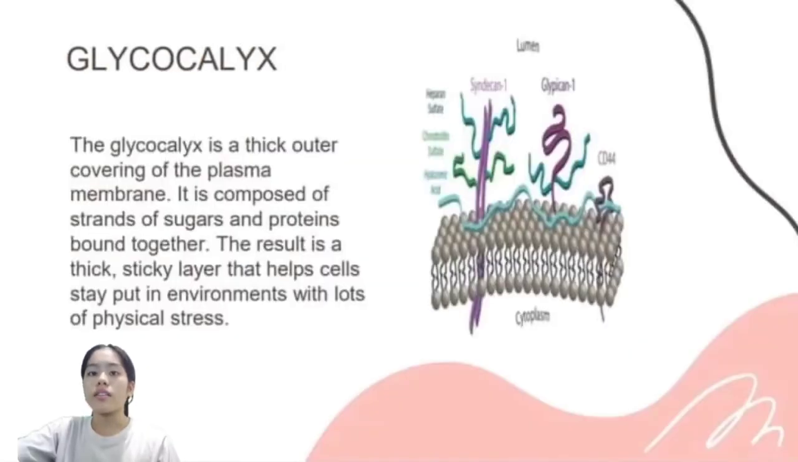And next is the glycocalyx. The glycocalyx is the plasma membrane's thick outer layer. It is made up of sugar and protein strands that are bound together. The end result is a thick, sticky covering that helps cells stay put in high-stress settings. It is a highly hydrated fibrous meshwork of carbohydrates that protrudes from endothelial cells, bacteria, and other cells and coats their membranes. It helps important vascular cells such as leukocytes and thrombocytes, which are involved in blood clotting, adhere to blood vessels.